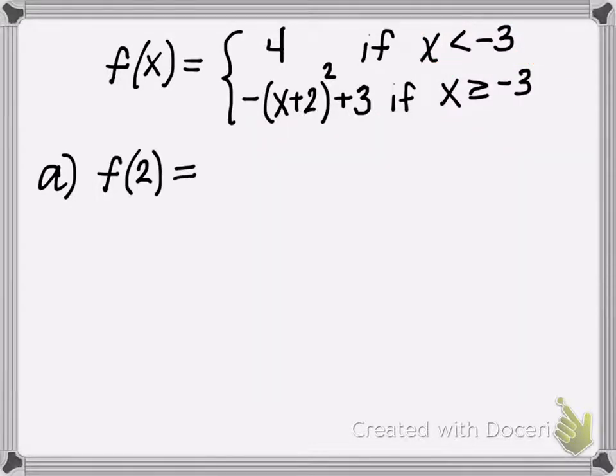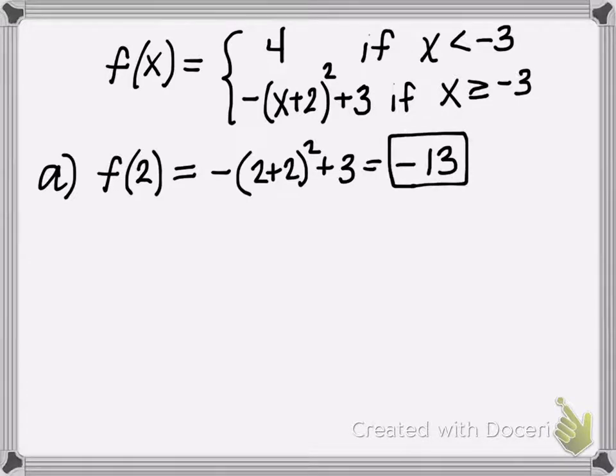So substituting x equals 2, we'll have negative quantity 2 plus 2 squared plus 3. So 4 squared is 16, negative 16 plus 3, and my output will be negative 13. f of 2 is equal to negative 13.